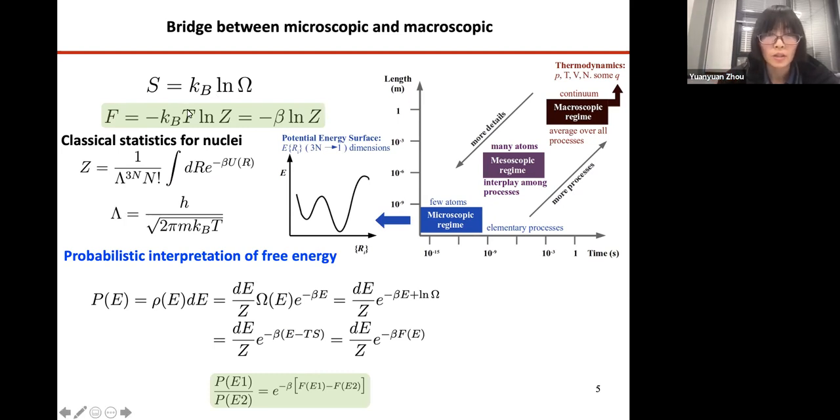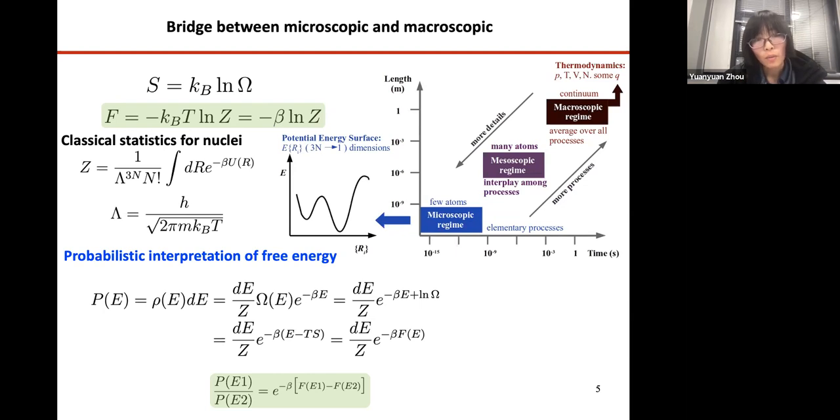This derivation you can easily find in textbooks and on the wiki page. The beta here is the inverse temperature, and the Z here is well known as the partition function. In classical statistics, the partition function is the integral over all the configurations of their Boltzmann weight. Capital R here is the configuration or microstate on the potential energy surface, and lambda is the thermal wavelength.